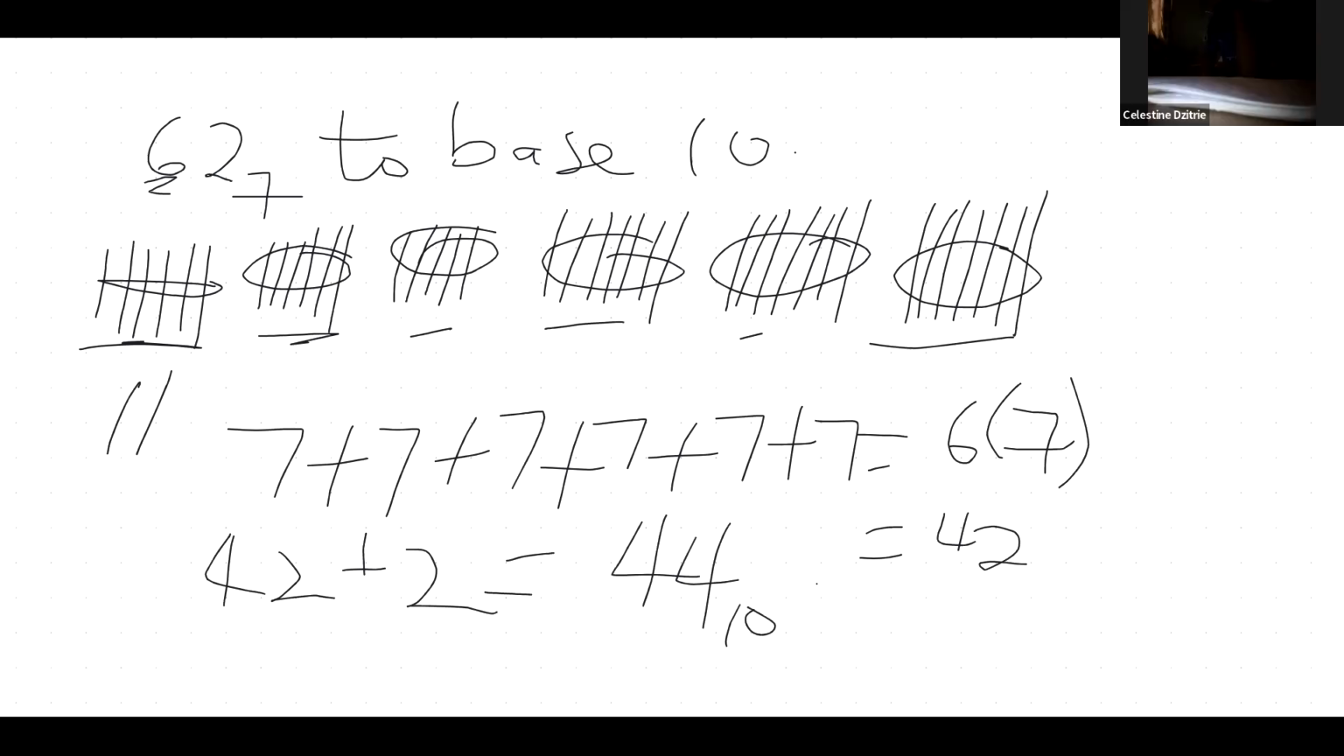Yes, sir. Okay, 32 base 4 to base 10. 14 base 10. Yes, very simple. 32 is in base 4, so it means that you have 3 bundles of 4, and that should give you 12. And then 2 singles. So that's 14. Very simple.